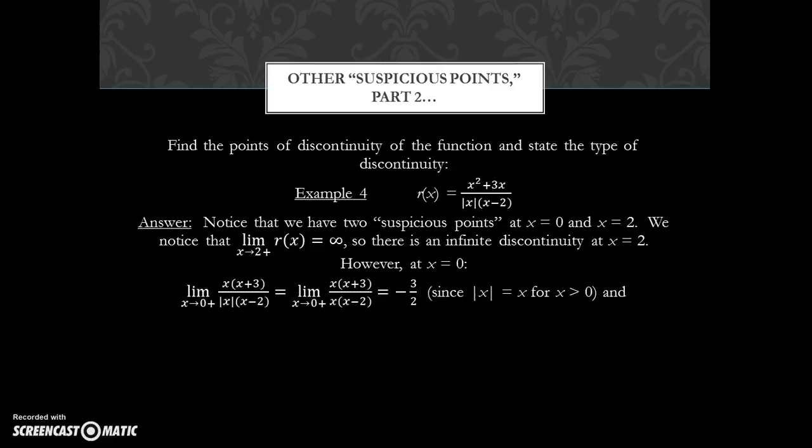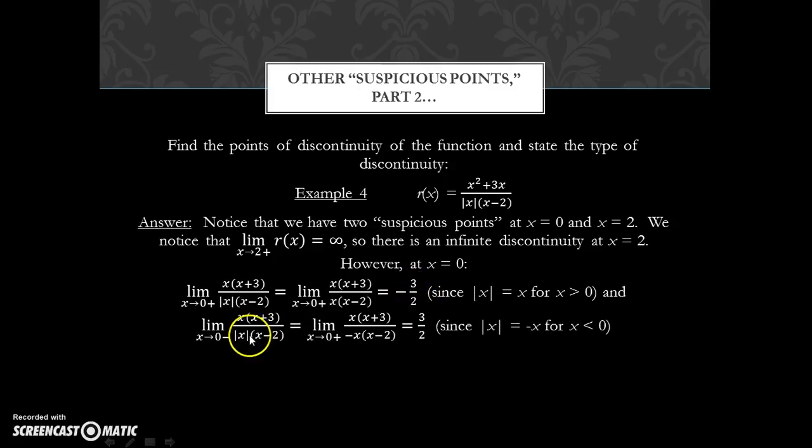However, at x = 0, we notice that we can factor our top to be x times x plus 3. It doesn't quite cancel out with the bottom, which is still the absolute value of x times x minus 2. As x goes to 0 from the right, however, the absolute value takes on positive x. And when we cancel out x's and evaluate the limit, we get -3/2.